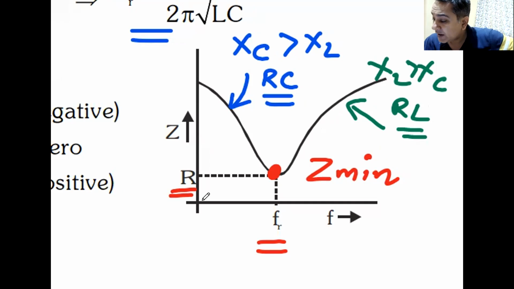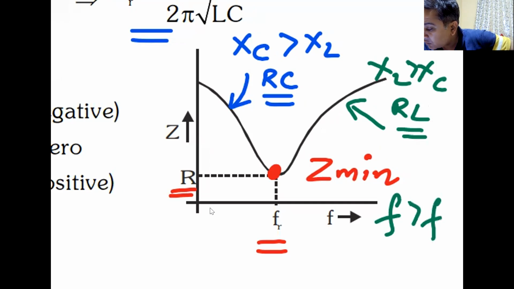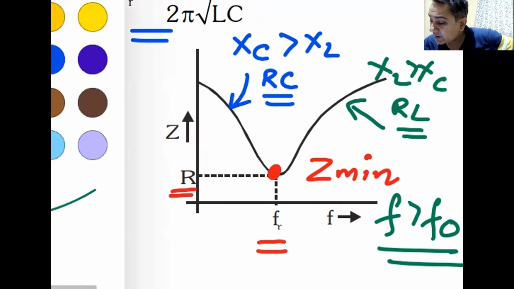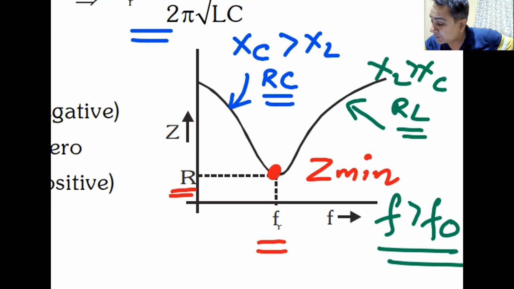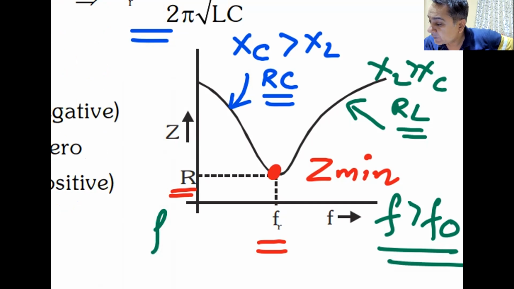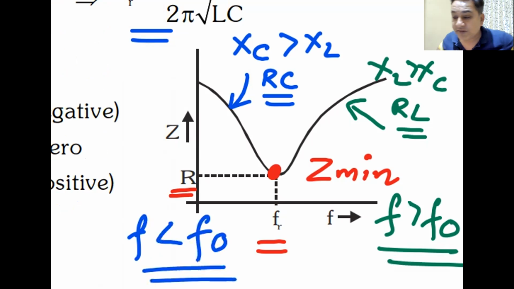Or I can say, if frequency F is greater than F naught, it will come to the green side. On the left hand side, my frequency F is less than F naught. If frequency F is less than F naught, it behaves as RC circuit. If frequency F is more than F naught, it behaves as LR circuit. I'll give you a minute. I hope you have understood this.